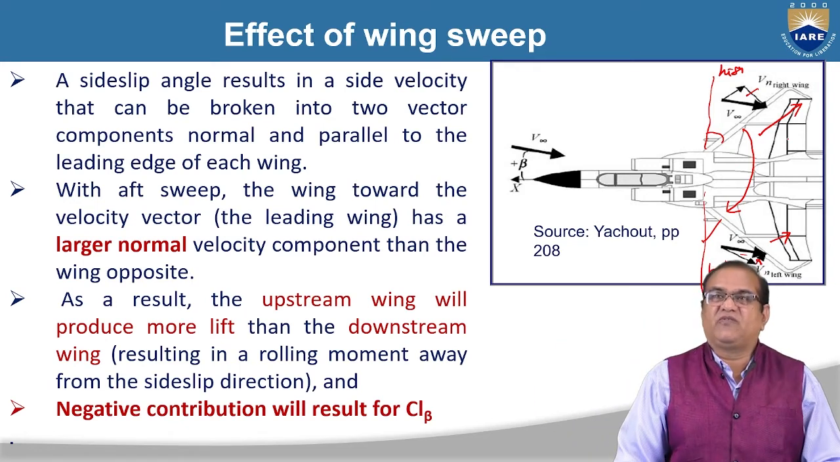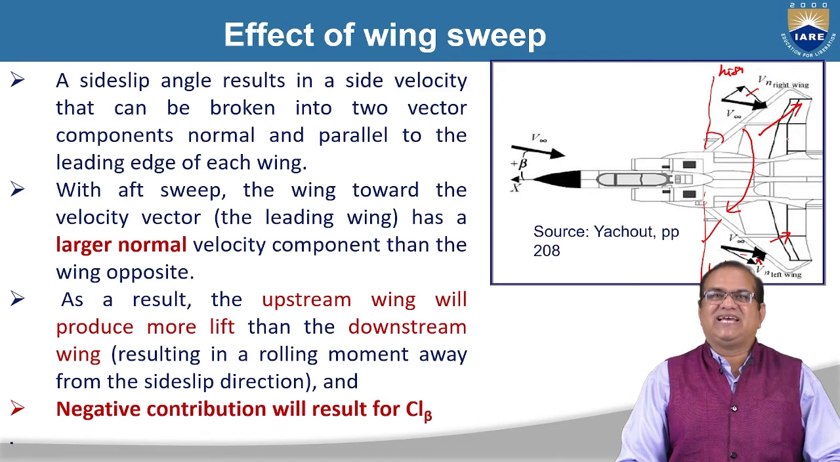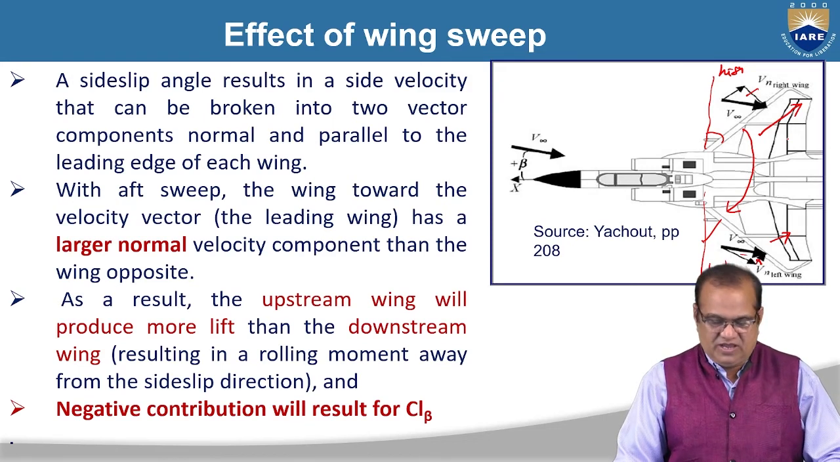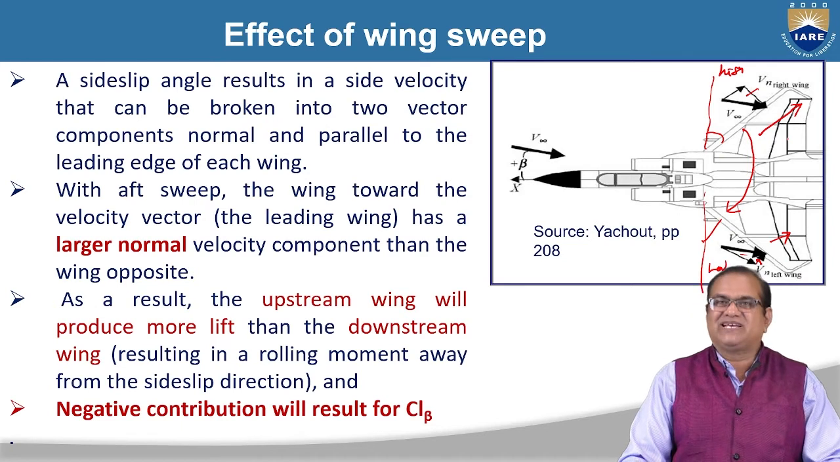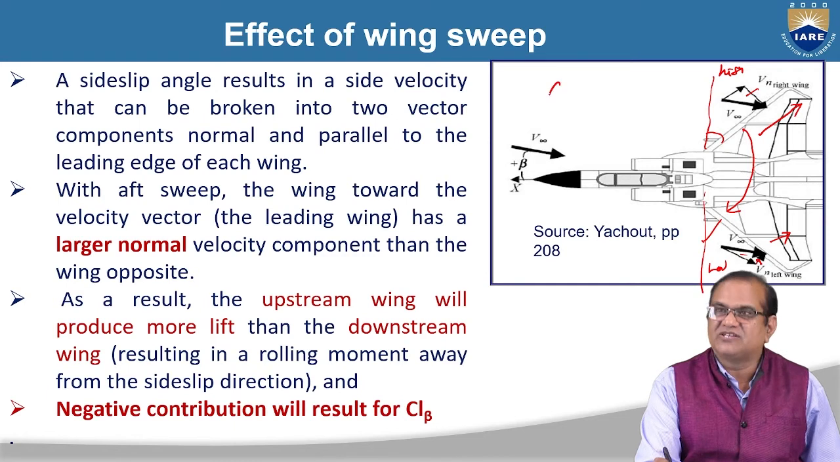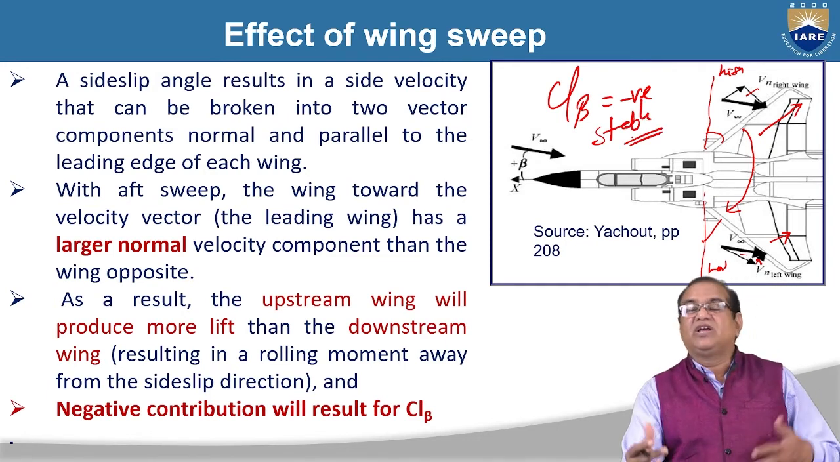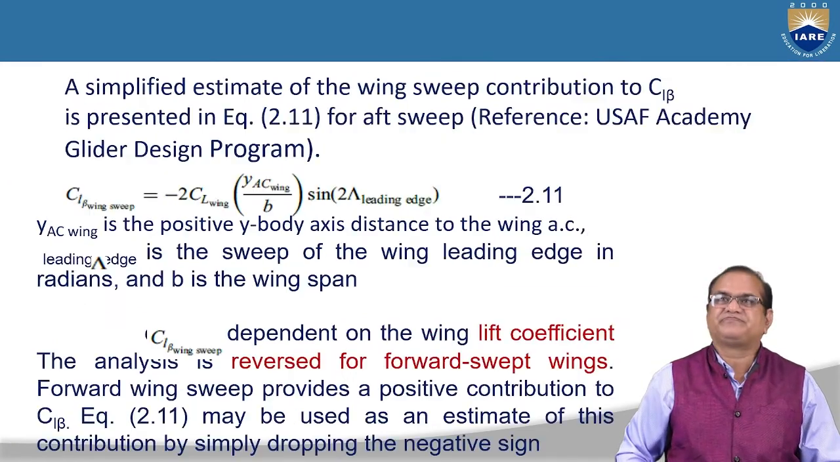With aft sweep, the wing towards the velocity vector has a leading edge with a larger normal velocity component than the wing opposite. As a result, the upstream wing will produce more lift than the downstream wing, resulting in a rolling moment away from the side slip direction. So this is a negative contribution to CL beta. This is giving CL beta as negative, meaning stable. So if you want the aircraft to be stable, the sweep is helping to make the aircraft stable.